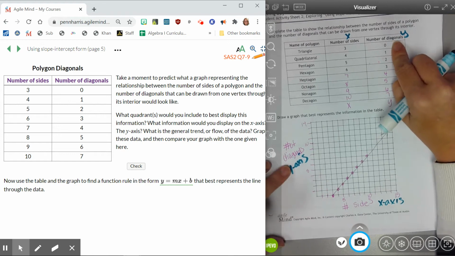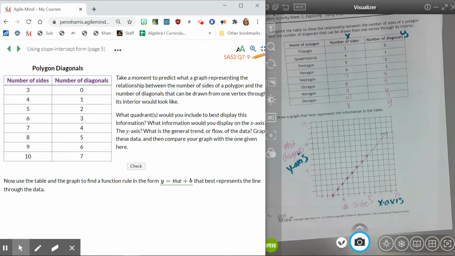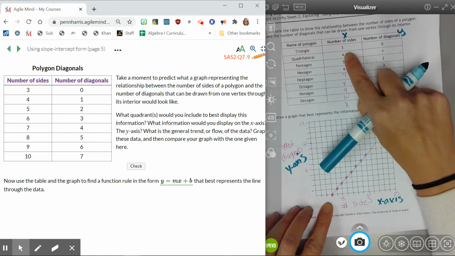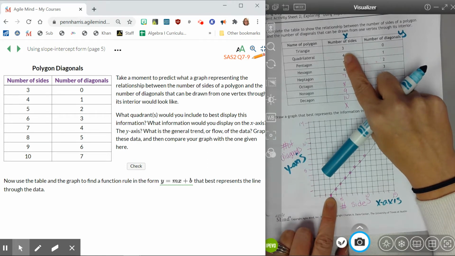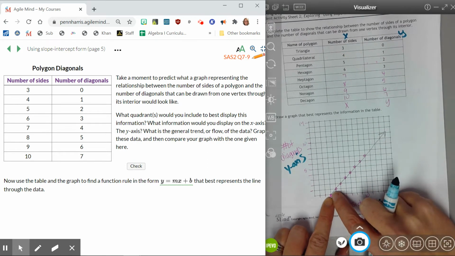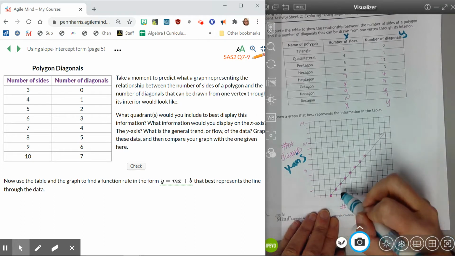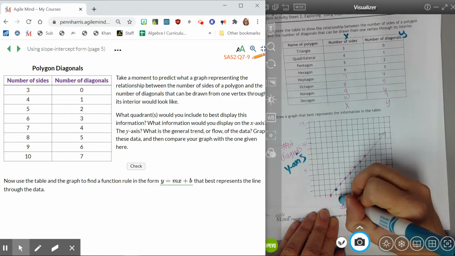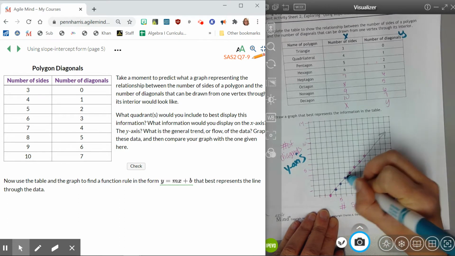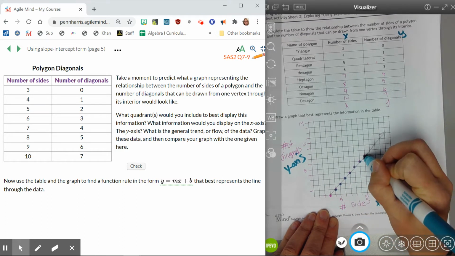And what this showed me, I followed through here. If I have 3 sides, that means I had 0 diagonals. But if I had a 4-sided shape, that gave me 1 diagonal. 5 sides was 2, 3, 4, 5, 6, and 7, all the way up to 10 diagonals there.